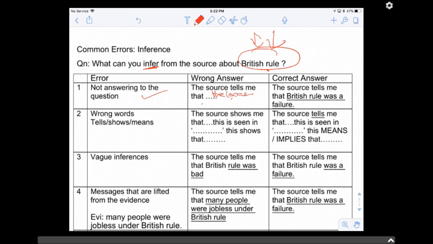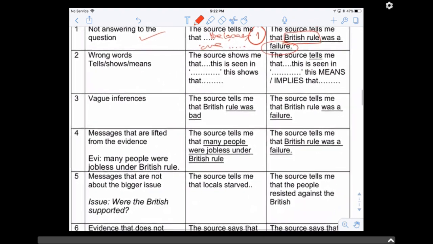If you tell me the source tells me that the locals are something, they are not talking about British rule. You're not inferring directly about British rule, which is wrong, and you'll get 1 mark. So please write to the question. The source tells me about British rule, then your inference here was a failure. Right. Next, wrong words.